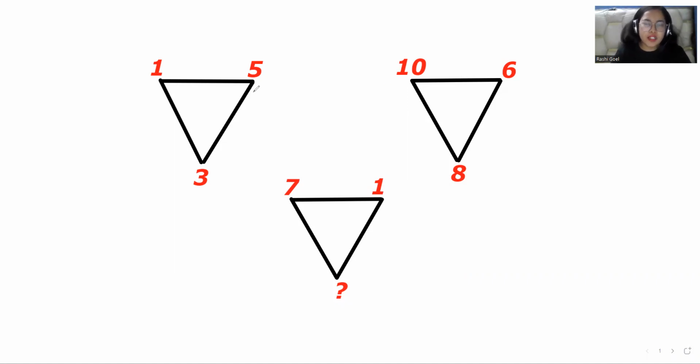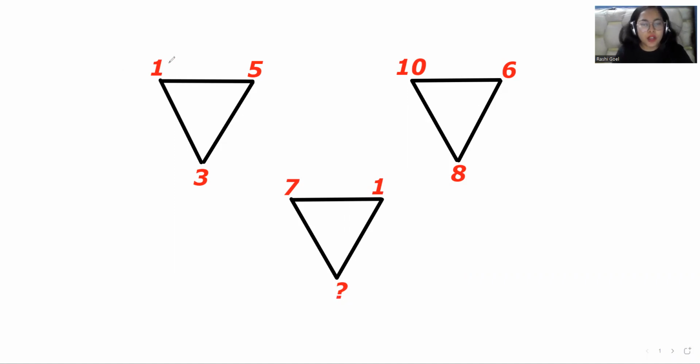Now in this video we will discuss if this type of puzzle is given. If the values of the three sides are 1, 5, 3, 10, 6 and 8, and you have to find the value of 7, 1 and the question mark, then how can you find it?